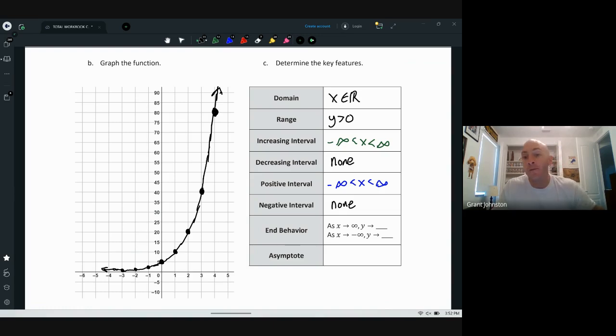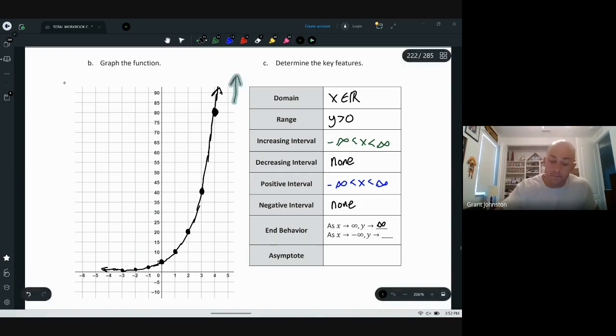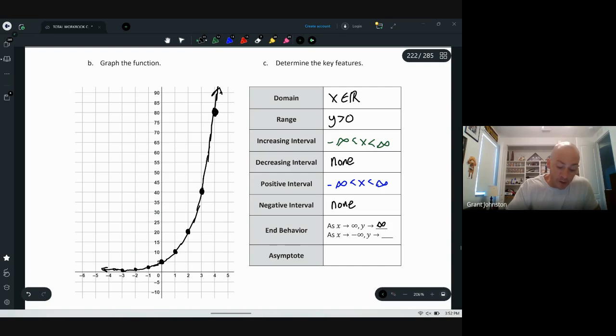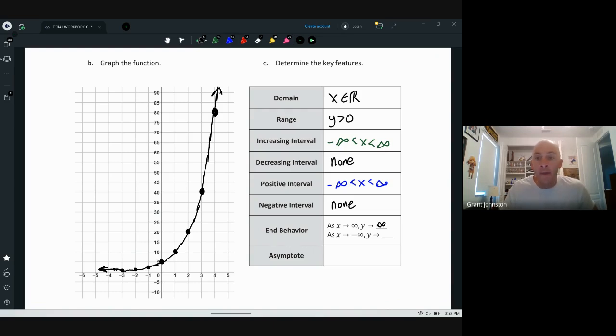Now, as x goes to +infinity, that's off to the right. We're talking about end behavior now. It goes up. It's going up to +infinity this way. As x goes to -infinity this way, it looks like it's approaching 0. It's going down, but it's not going to go to -infinity. It's never going to drop below that x-axis, but it is approaching 0. And lastly, the asymptote, again, it's the x-axis. It's at y equals 0.